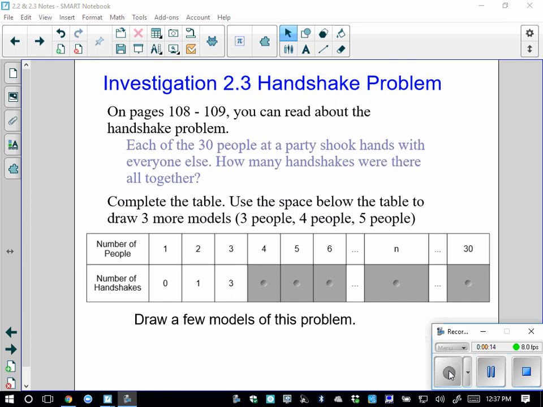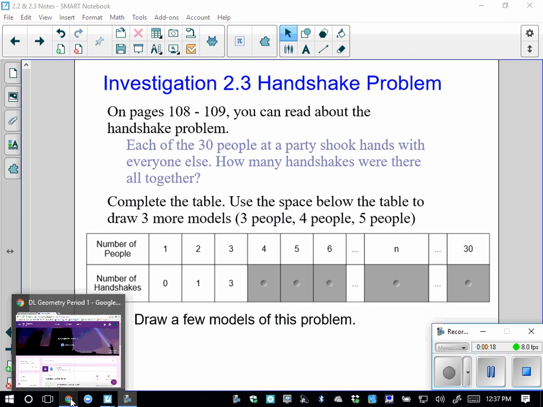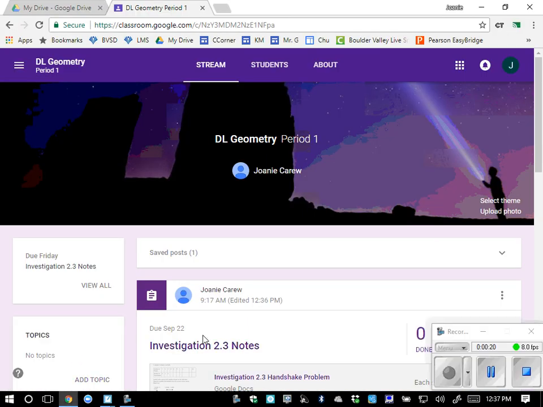So if you want to take notes on this, you can go to the Google Classroom page and select this link, and there should be a worksheet assigned to you that you could follow along with. And so if you need to do that, I would just pause the video and open up the worksheet.